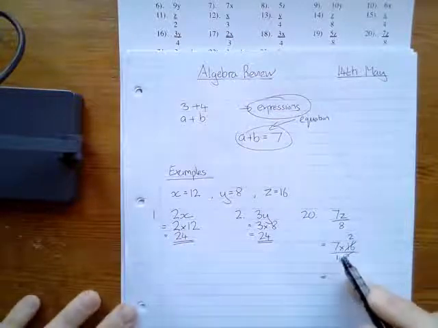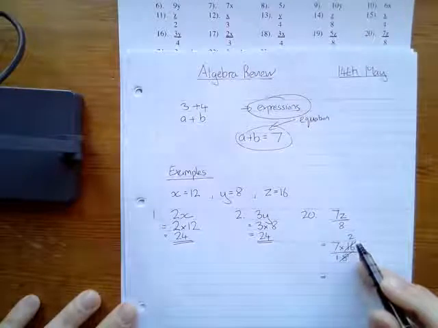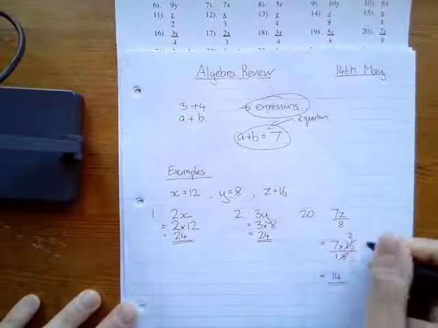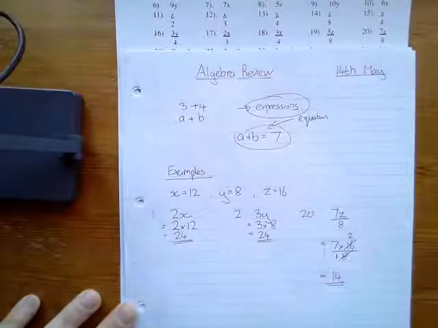Okay, and that then leads me to 7 times 2, which I can do in my head is 14, divided by 1 is still 14. However you get the answer to that, you should end up with 14 at the end of it.